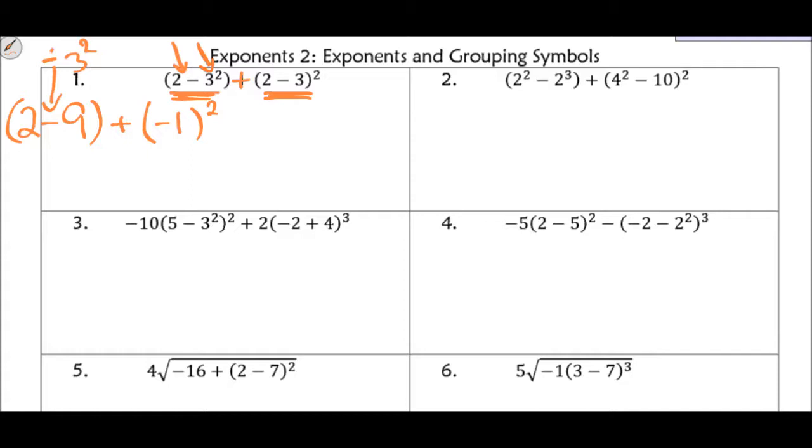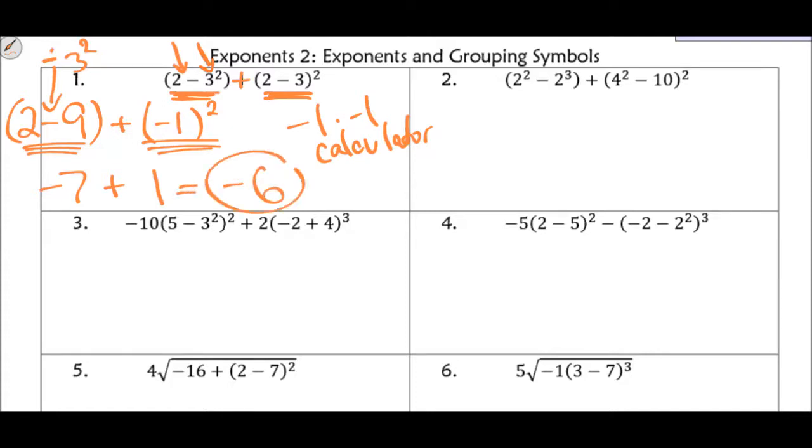Now I can finish inside of the left parentheses. That's negative 7, plus I'm going to do this set of parentheses also. I'm going to do negative 1 squared. That's negative 1 times negative 1. Again, this one you can trust the calculator because it's inside the parentheses. Negative 1 squared gives us a positive 1. Negative 7 plus 1 is negative 6.